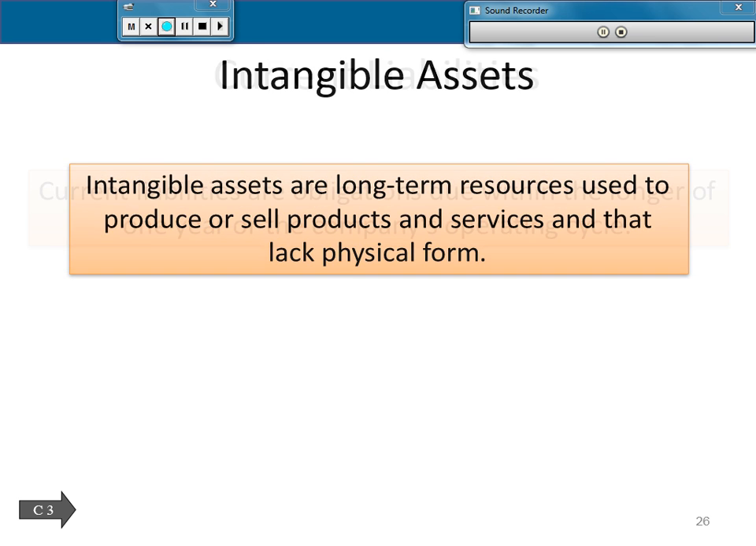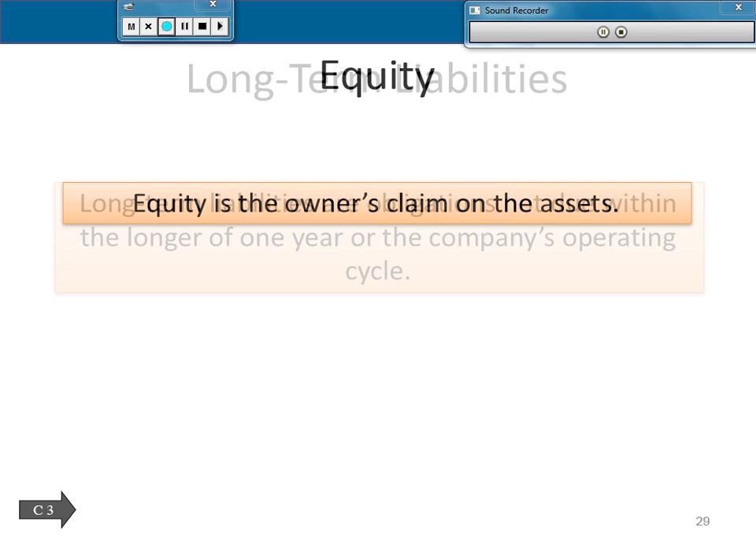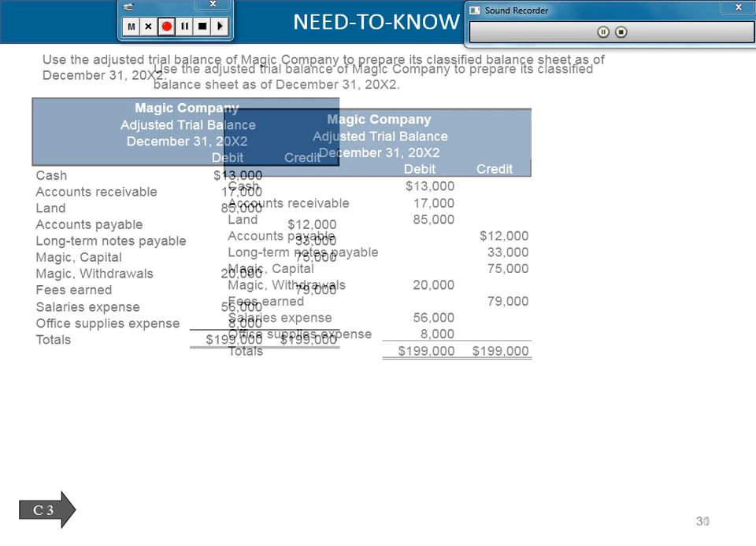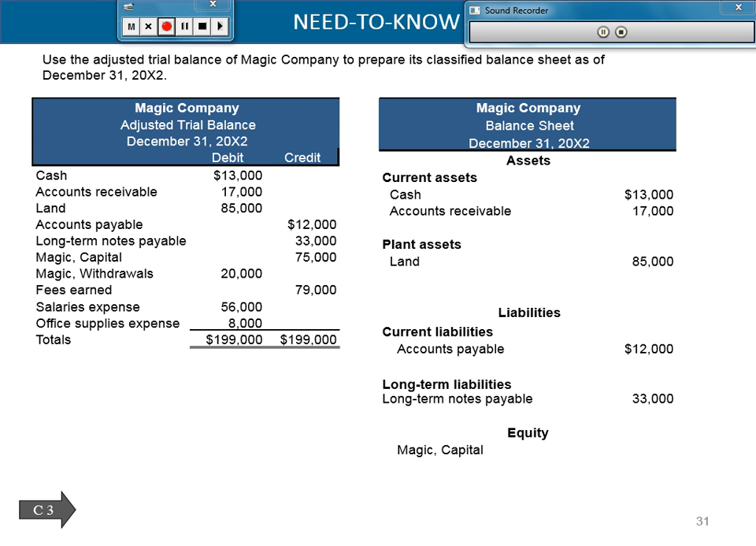And that's just going through the same thing that I just explained. And so this is an adjusted trial balance, right? Not necessarily classified. This is the one that you've seen before. But if we had to classify it, our current assets are cash and accounts receivable. Our long-term or non-current assets are land. Current liabilities, accounts payable. Long-term or non-current liabilities will be long-term notes payable, because these things extend beyond 1 year.